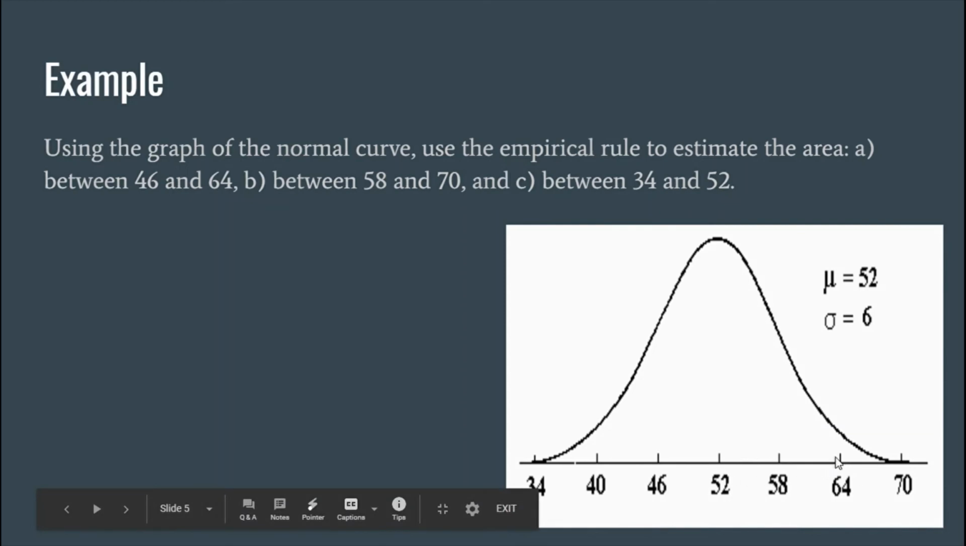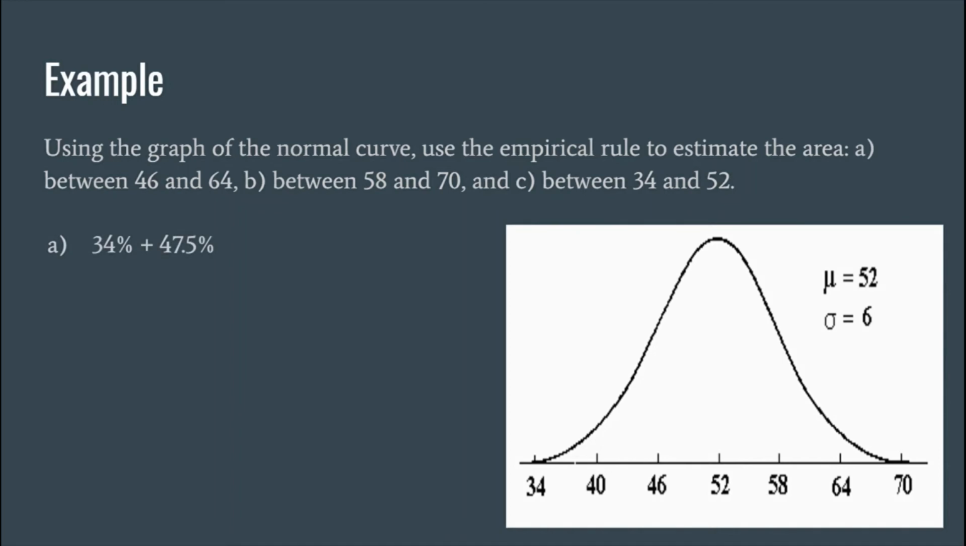Now we look at 64. 64 is 2 standard deviations away, but we only want half of it again. So half of 95 is 47.5. So those are the 2 numbers we're going to be working with. Now to get the total area, we're just going to add these 2 numbers up. There we go.